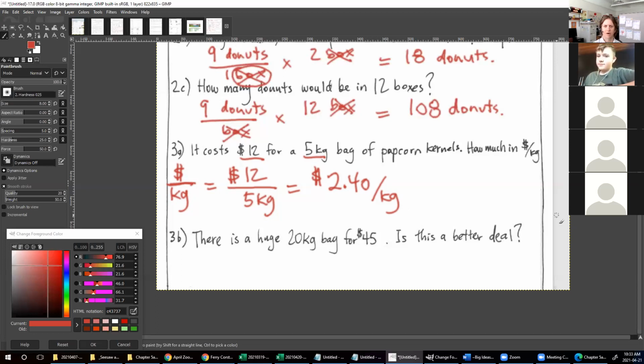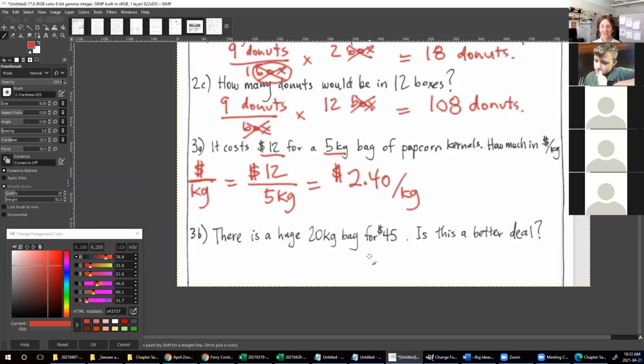All right, I go to the big box store that I went to for my M&Ms. I see this huge 20 kilogram bag. This is enough to fill a room of popcorn. And it's $45. Is this a better deal? How can we figure it out? Well, let's do the math. What do we want? In order to compare, let's compare similar units. I don't want to compare dollars to kilograms and dollars to grams. That wouldn't help me very much. I want dollars to kilograms to compare to dollars to kilograms. So let's do this again. Let's find out what this one is, dollar per kilogram.